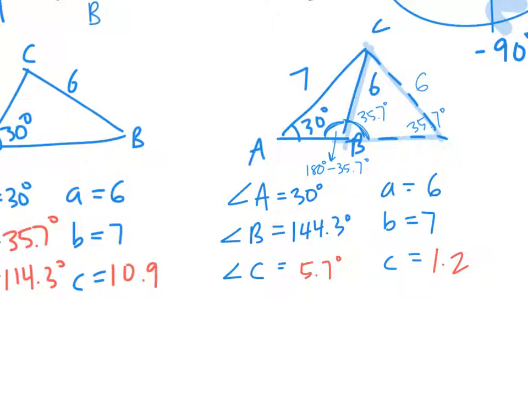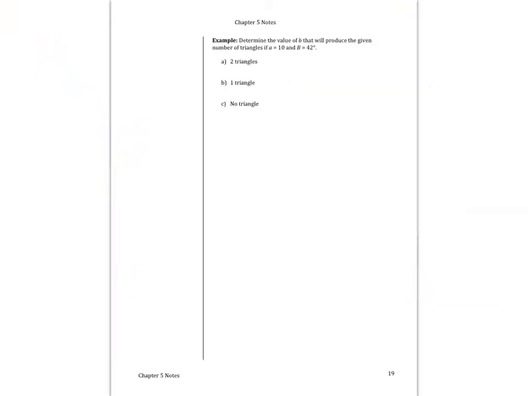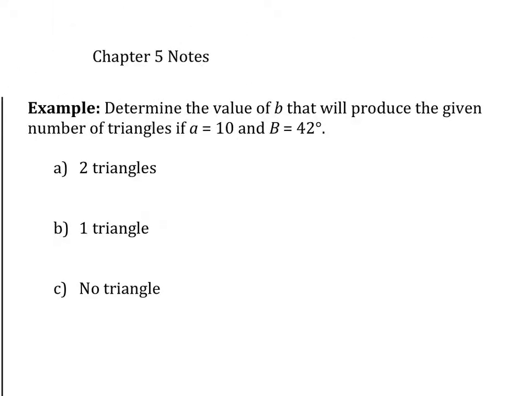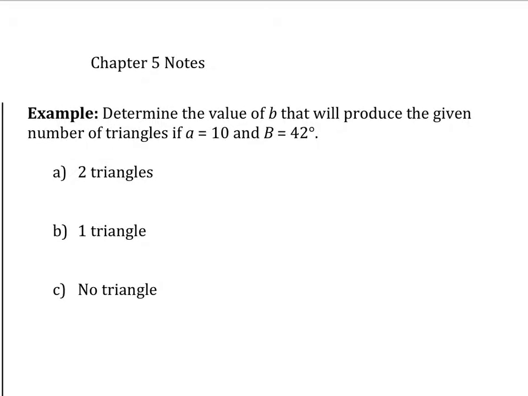All right, next one, I do need you to talk to your partner. Determine the value of B that will produce the number of triangles if A is 10, B is 42. There is a triangle A, B, C. Angle B is 42, side A is 10. The question is, what is side B? What is the value of B so that you can create two triangles, only one triangle, and no triangle?